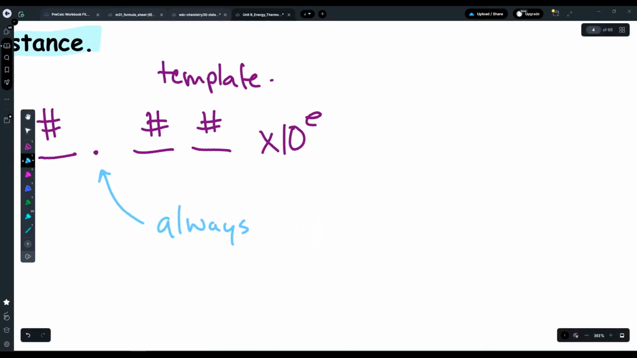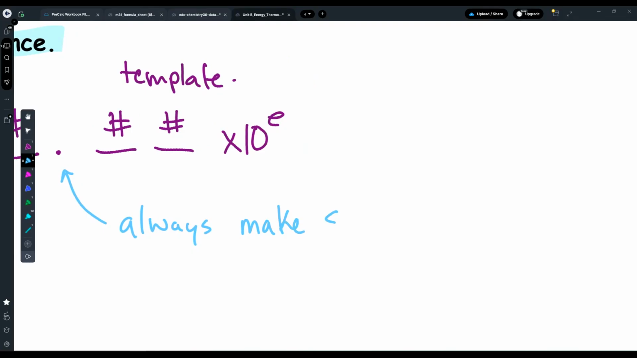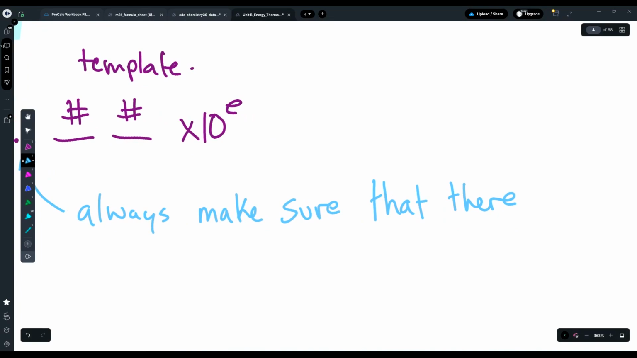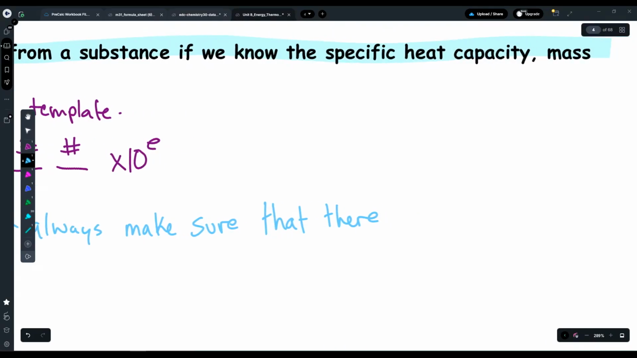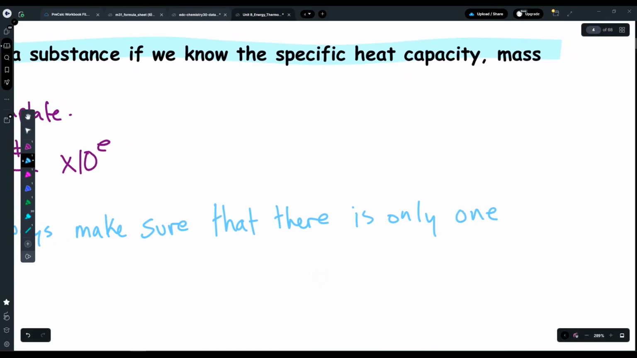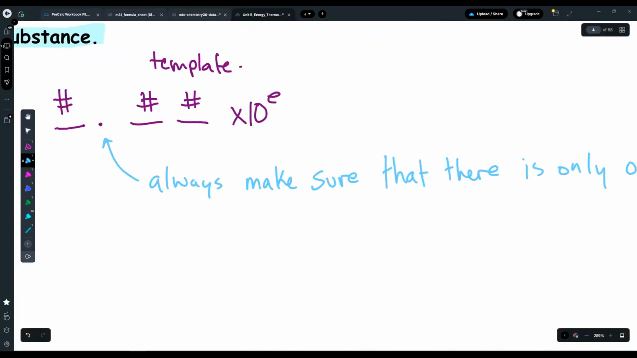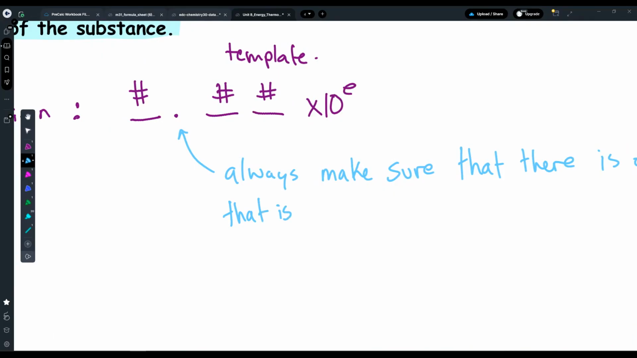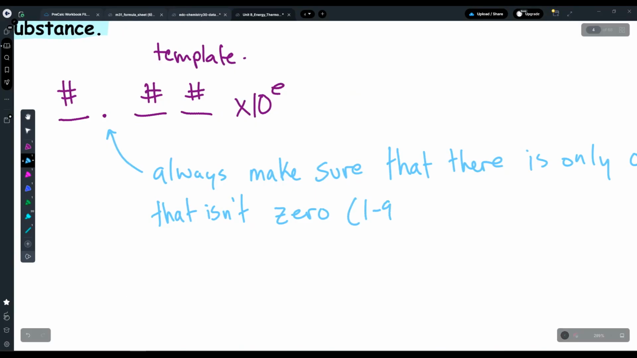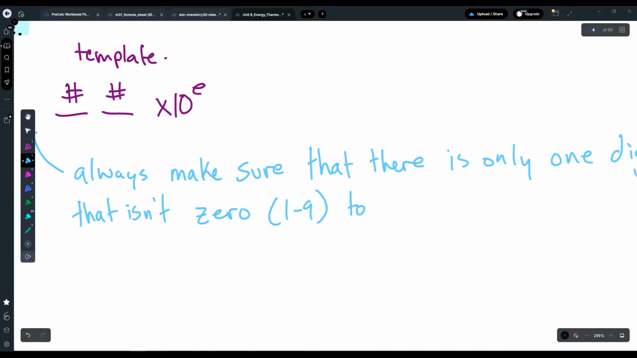Always make sure that there is only 1 digit to the left of the decimal, and that digit cannot be 0. So one digit that isn't 0, so it has to be something 1 through 9 to the left of the decimal.